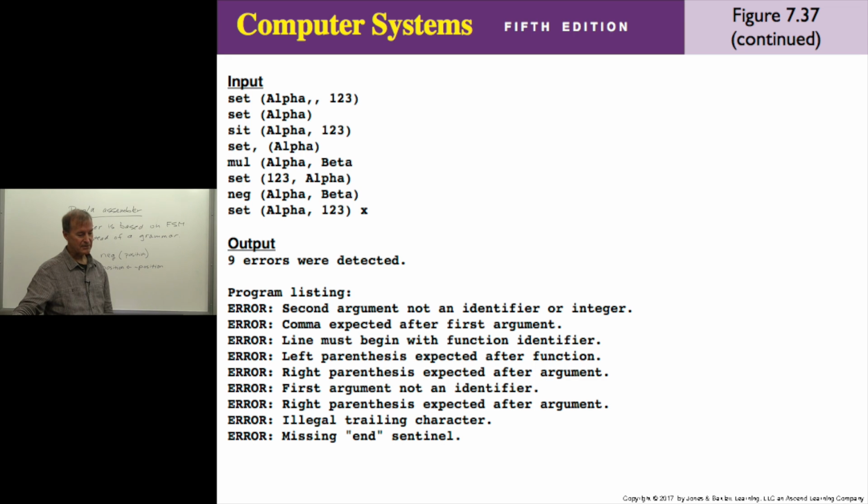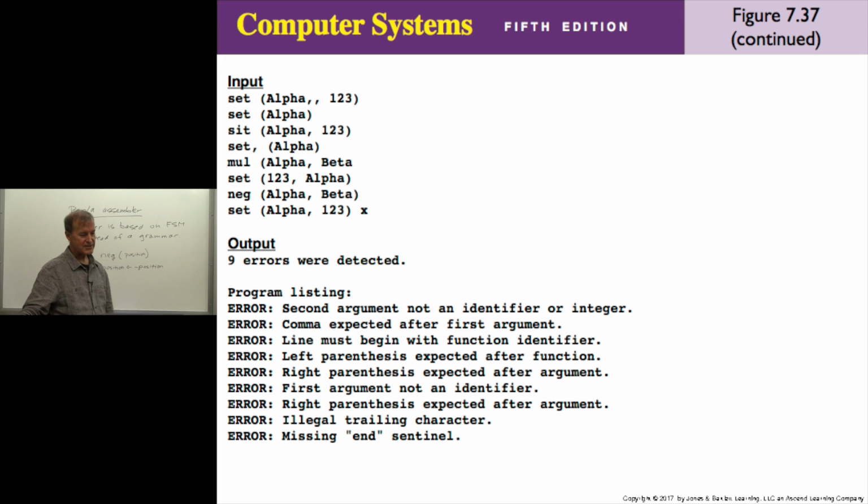And then what about the next one? Set alpha. Well, yeah, it requires 2 arguments. What was it expecting after the alpha? But what did it get? A right paren. It got a right paren. So that generated the message comma expected after first argument.